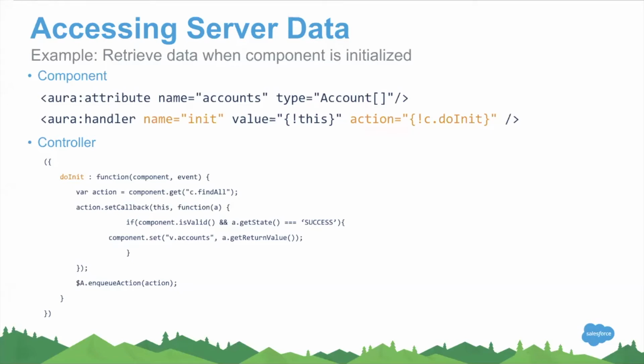The same way we can also do it in a Lightning component. In order to store the values that we get from the server, you need to expose an attribute with name equal to account. Since we are dealing with a collection of type account, the type is account, and this is the collection identifier. And we have handlers called init handlers.